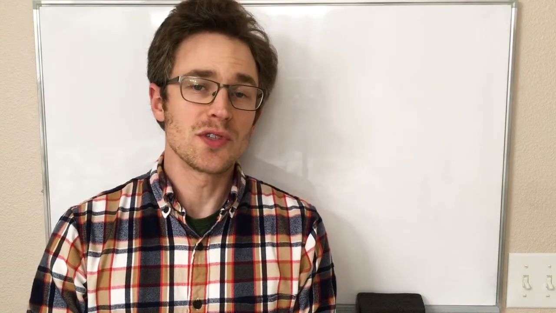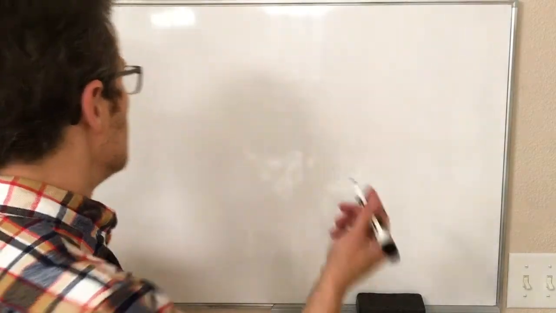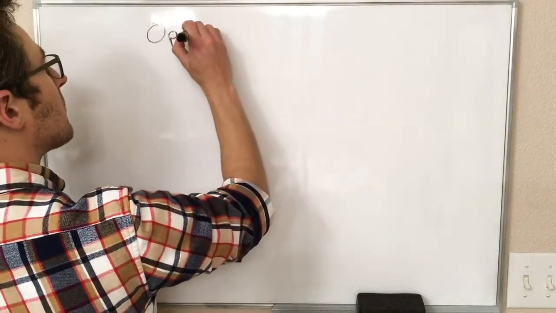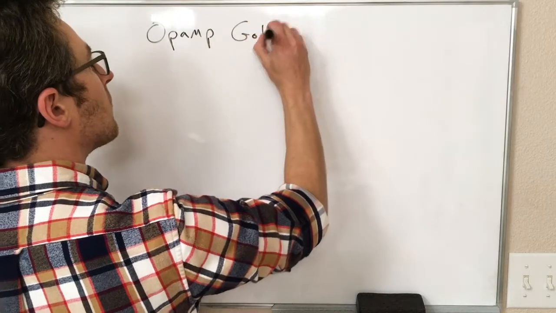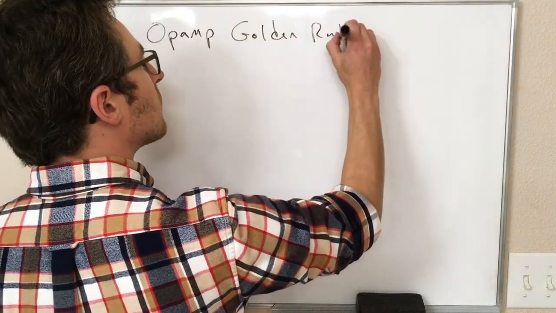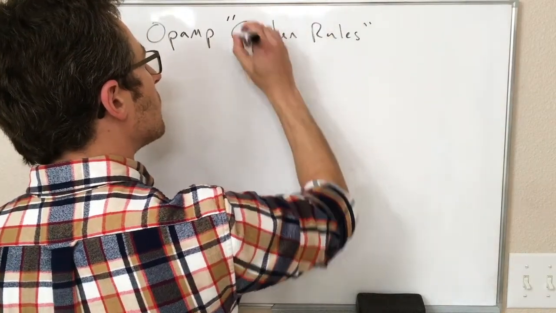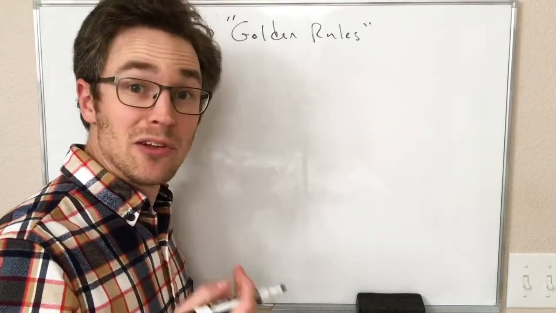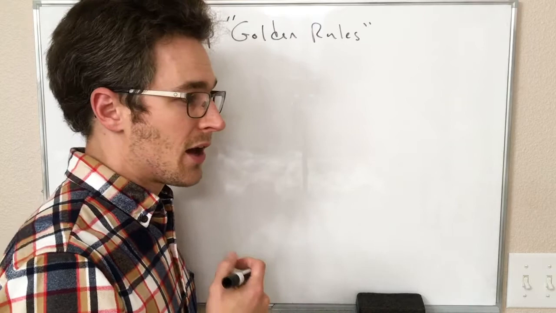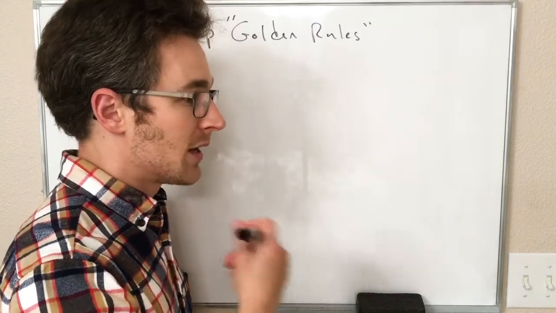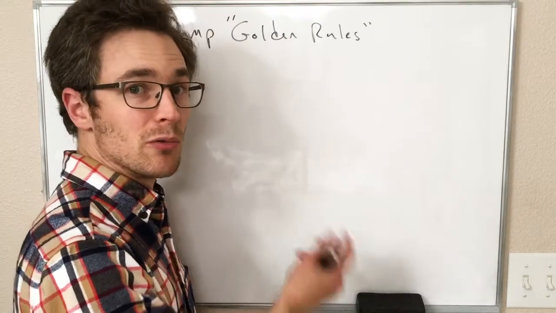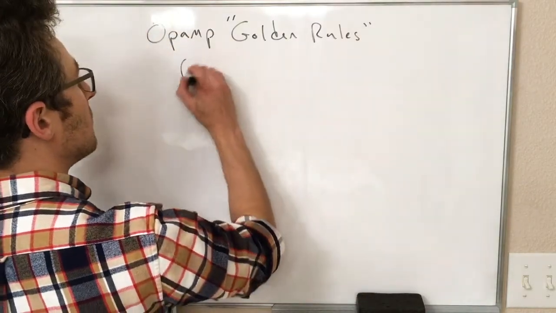Today we're going to learn some rules that will make our analysis of op-amp circuits significantly easier. These are called the op-amp golden rules. And these only work for op-amps that have negative feedback. That is, they have a path connecting the output to the inverting input, and that's typically a resistor between those two.